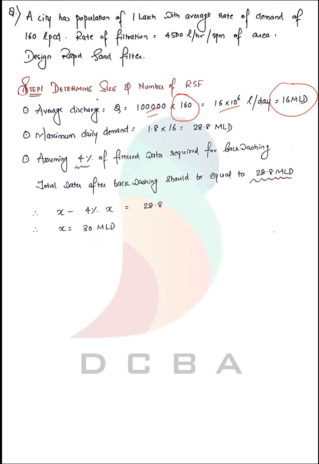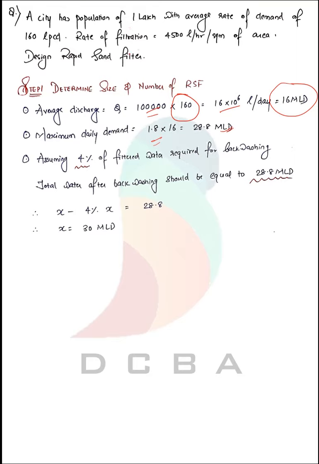You know that we do not design for the average daily demand, we design for the maximum daily demand. So the maximum daily demand is 1.8 times your average daily demand. So the total demand is 28.8 million liters per day. So 28.8 million liters per day is the filtered water that is required to be supplied.